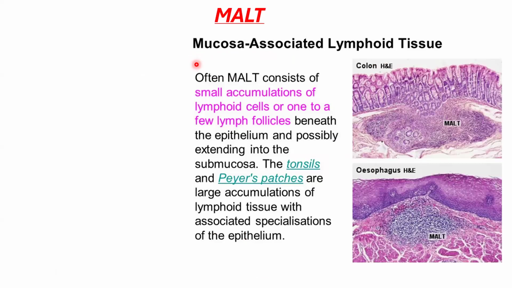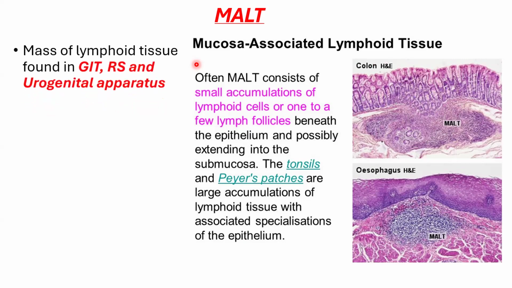we need to talk about the aggregations of lymphatic tissues in the mucosa, known as mucosal associated lymphatic tissues, abbreviated as MALT. So what about these mucosal associated lymphatic tissues? They'll be found in the tracts: the gastrointestinal tract, respiratory tract, and urogenital tract. That's where you'll find these mucosal associated lymphatic tissues.